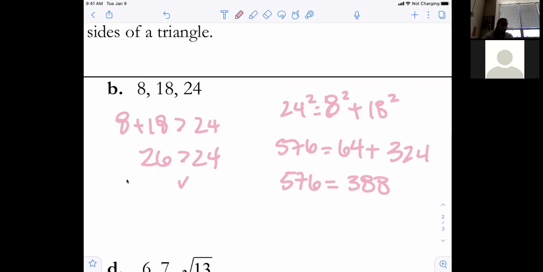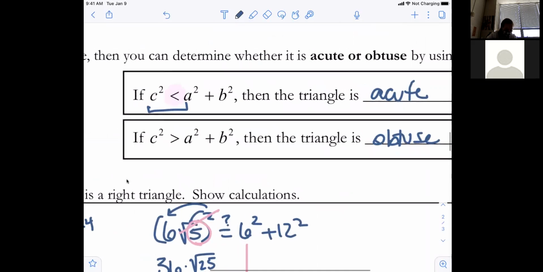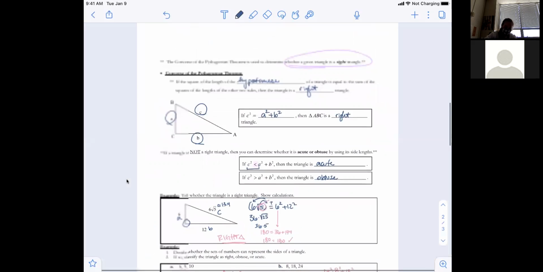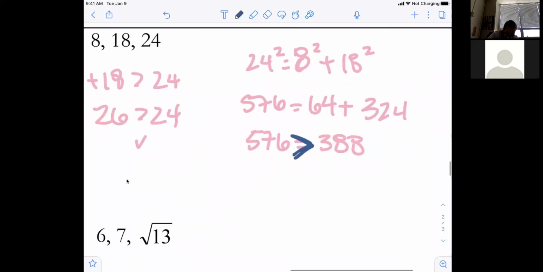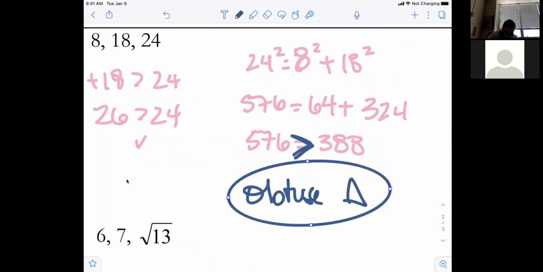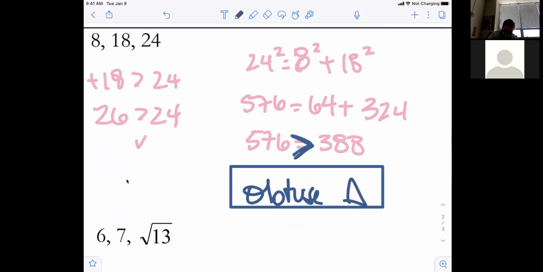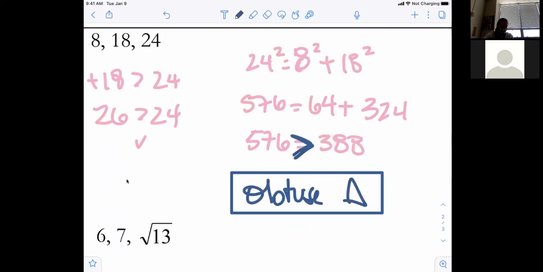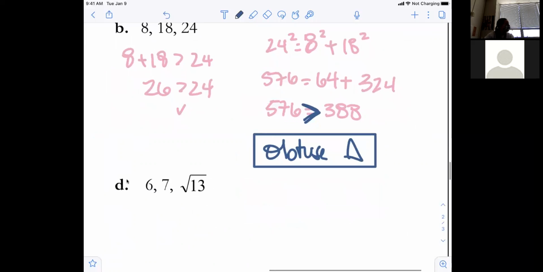Okay, well, they're not equal, so it's definitely not a right triangle. And it looks like my first number is the bigger number, so I'm going to write 576 is greater than 388. I'm going to go back up to my little notes and see what happens when c squared is greater than a squared plus b squared, and that means it's obtuse. C squared is greater than a squared plus b squared. Triangle is obtuse. So I'm going to say obtuse triangle. Am I moving too fast or are we doing okay?